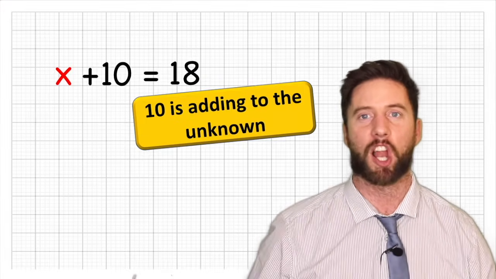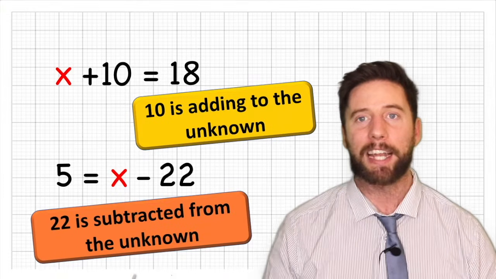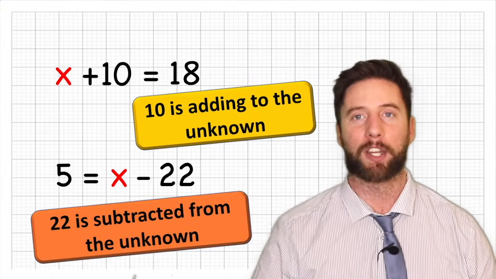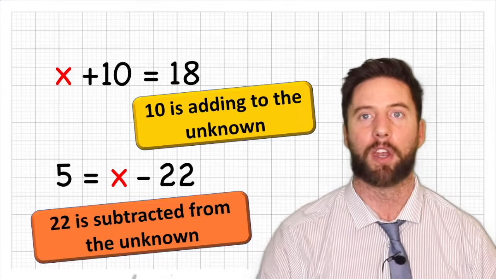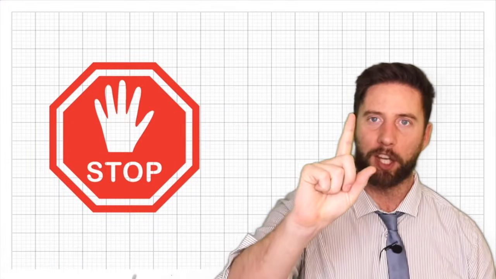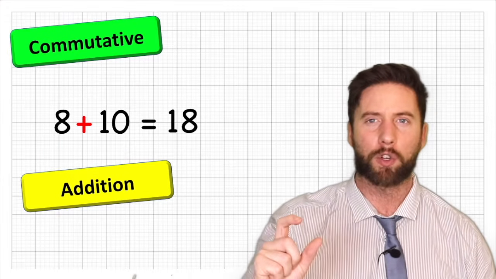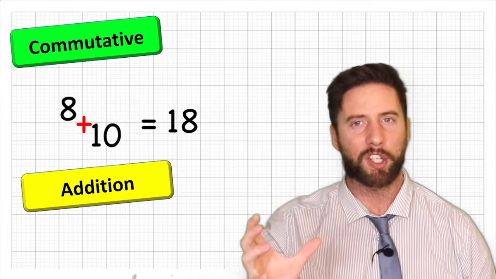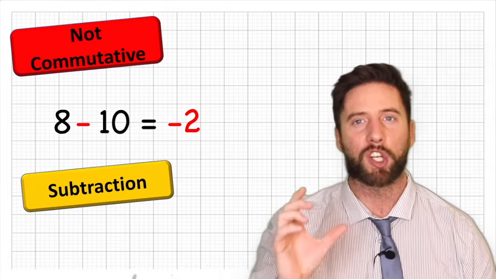You now know how to solve really basic equations like these, where something is either being added to the unknown or where something is being subtracted from the unknown. Okay? But stop. We have got a small issue. Remember that cheeky little word I told you about, commutative? Well, addition is commutative, but subtraction is not.